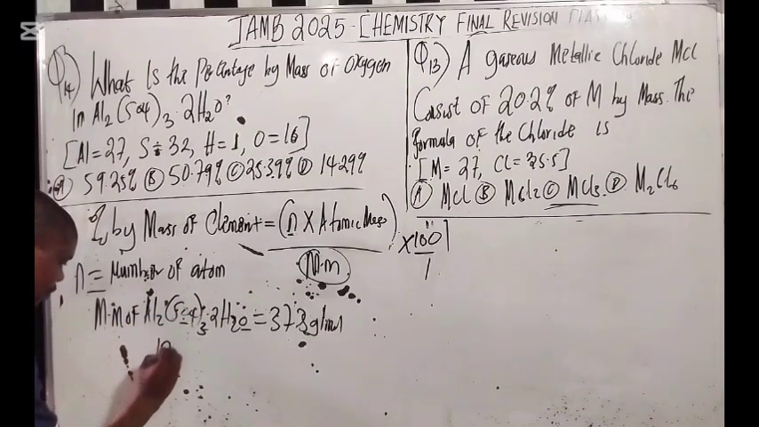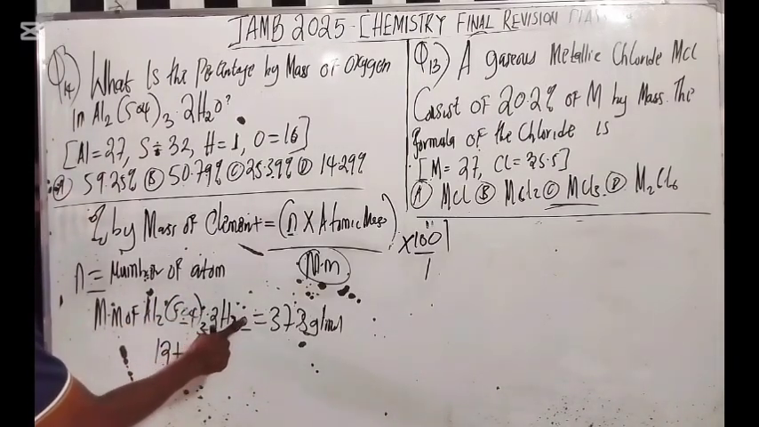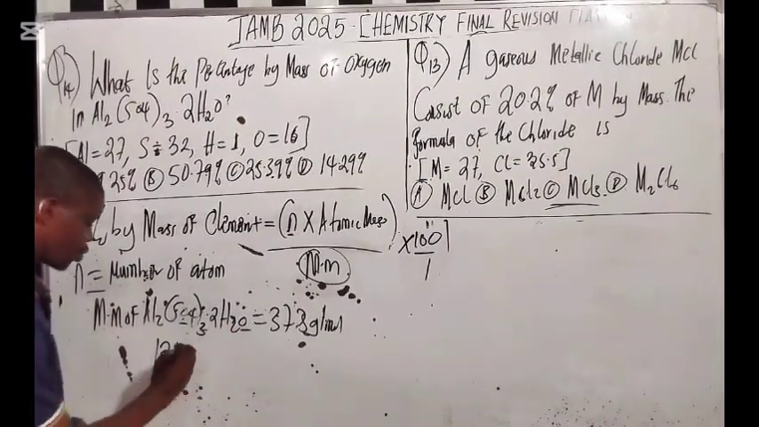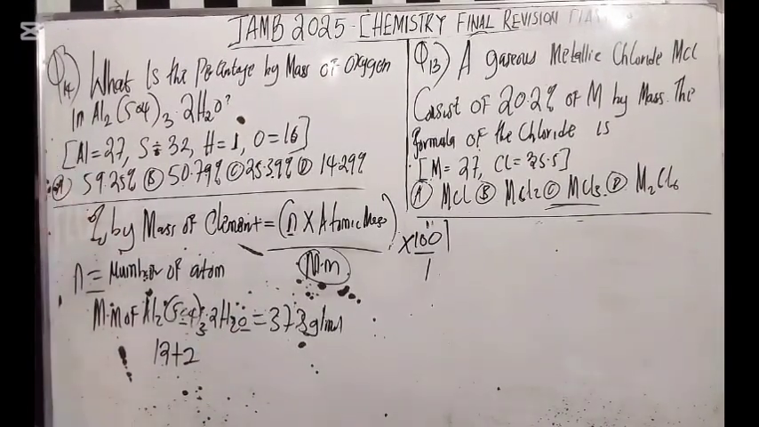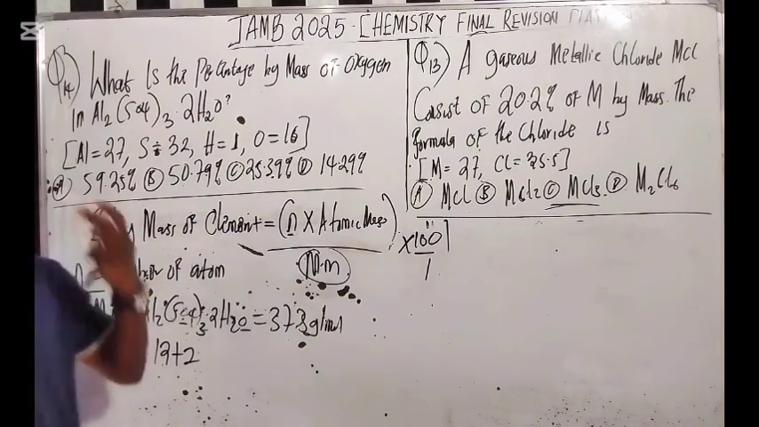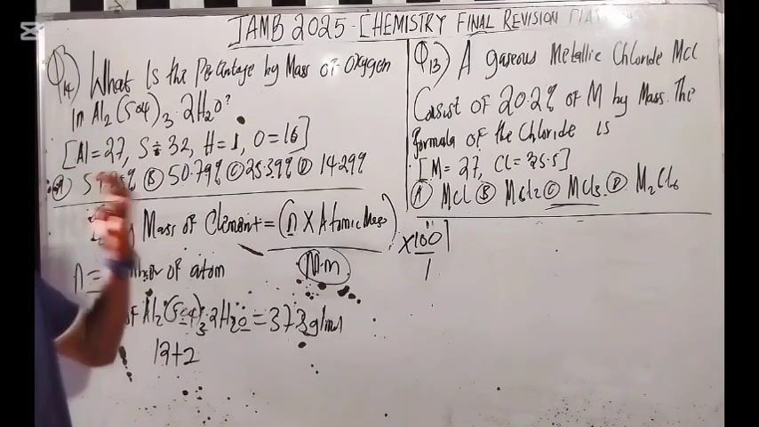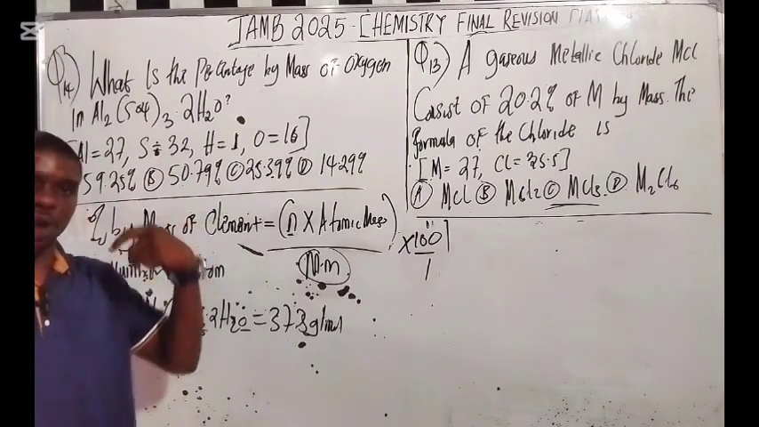So 12 plus, here is 1. This 2 is affecting it. So 2 times 1 is 2. You add it together, right? Because you have been asked to calculate the number of atoms of oxygen. Now the percent by mass of oxygen in the compound here.